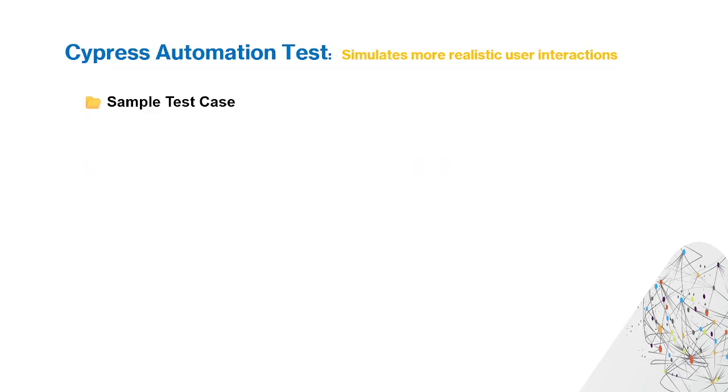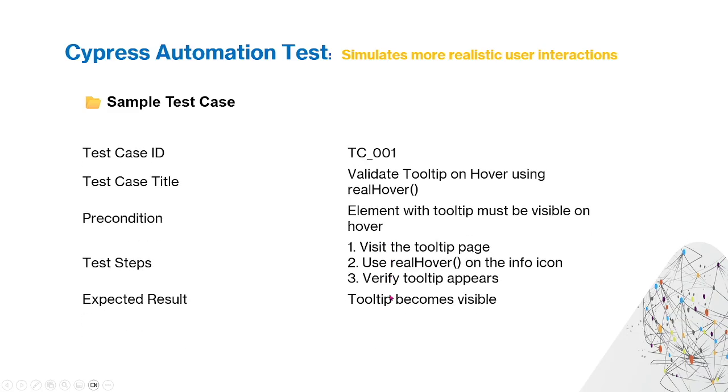Example test case. Test case ID, test case title, precondition, test steps. First, visit the tooltip page. Second, use realHover on the info icon. Third, verify tooltip appears. Expected result: tooltip becomes visible.